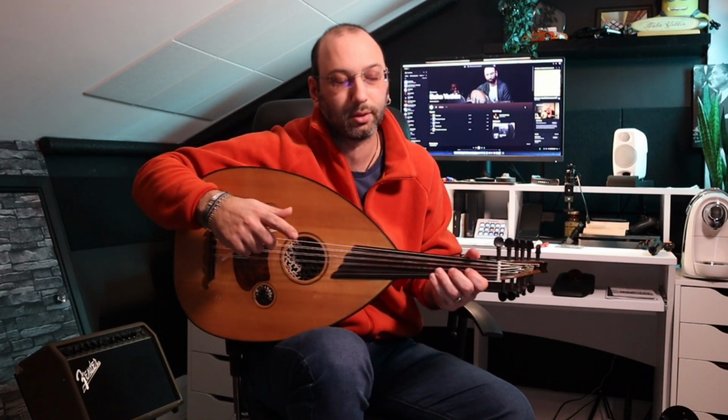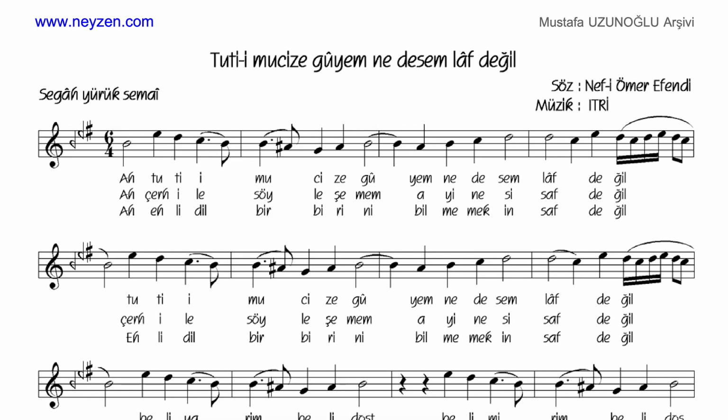If you look at the piece again, which is Tuti Mucize Guyem, it starts as we talked. Si, mi, re, do, si, la, sol, la, si. It starts with la, si, do, re, go to Neva, re, do, mi, re, do, si. Back to Segah. Mi, re, do, si, la, sol, la, si. So this is like three times the same sentence to emphasize the Segah makam structure, the basic one.